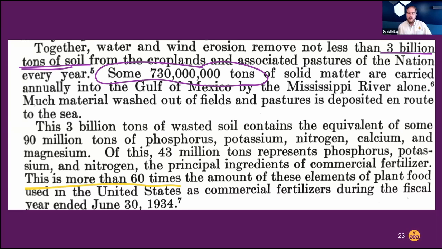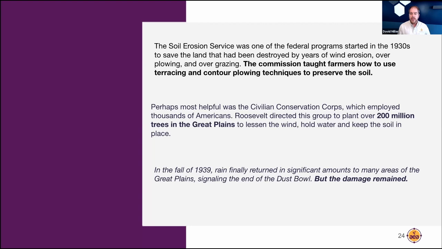So what did people do about it? How is it that we're still growing? Well, people did take note, and a number of federal programs were set up. Soil erosion services started in the 1930s and taught farmers how to use terracing and contour plowing and various techniques to help preserve the soil and keep it from blowing and from washing away.